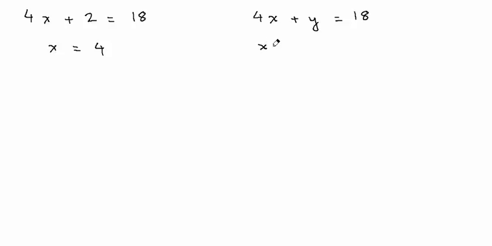Let me just write that down. x is equal to 4, y is equal to 2. Spare a thought. Can there be any other answer for x and y? Can x be, say, for example, 3? Let's say x is 3. 4 times 3 is 12, and 12 plus 6 is 18. Therefore, y is equal to 6.